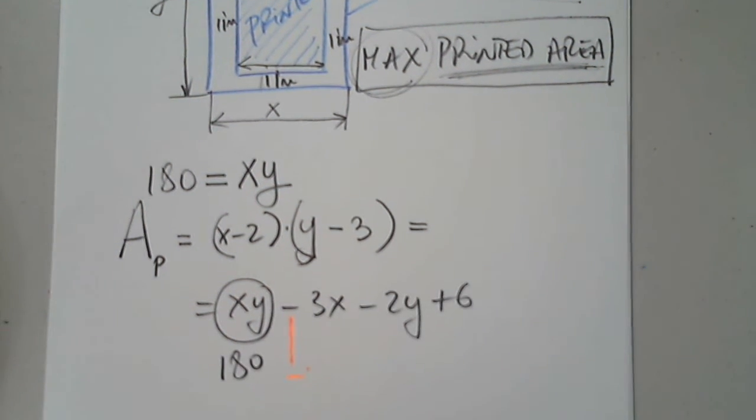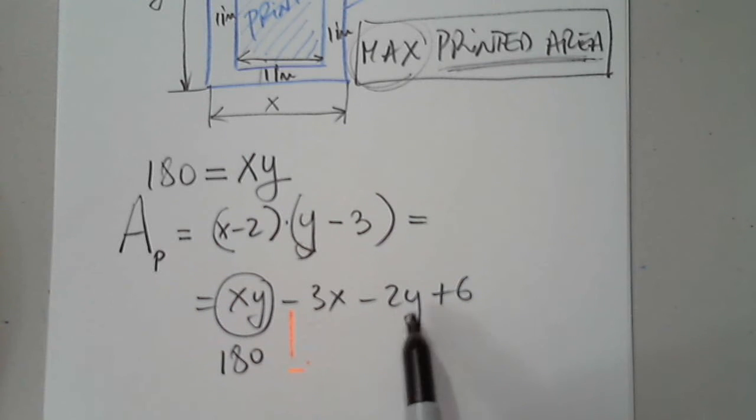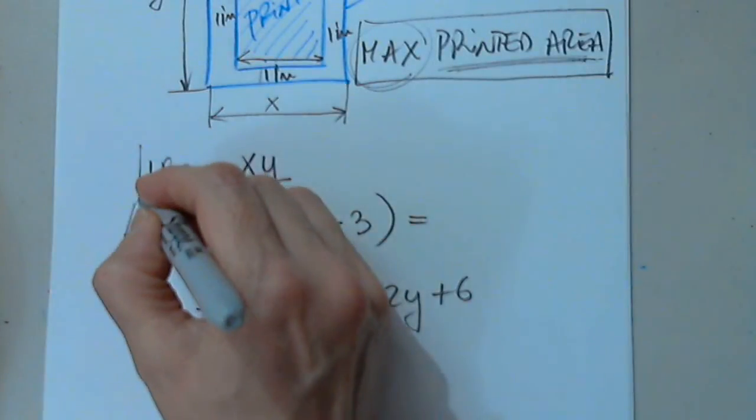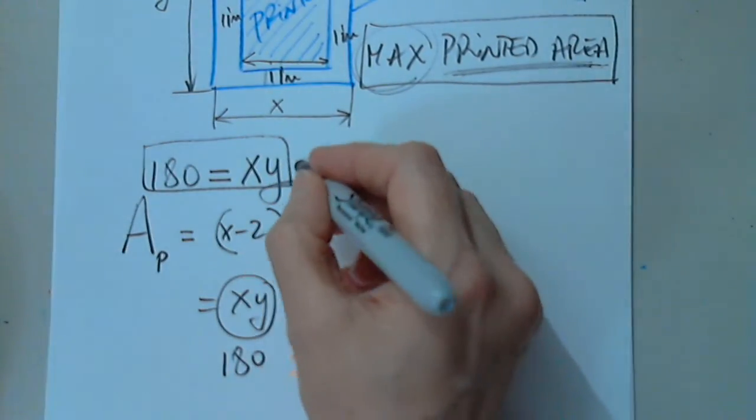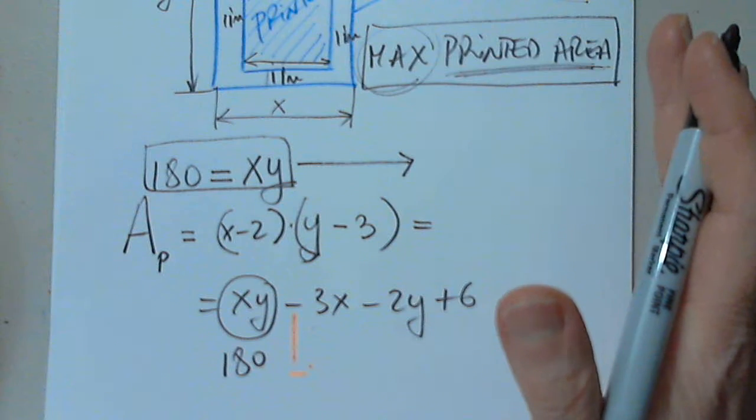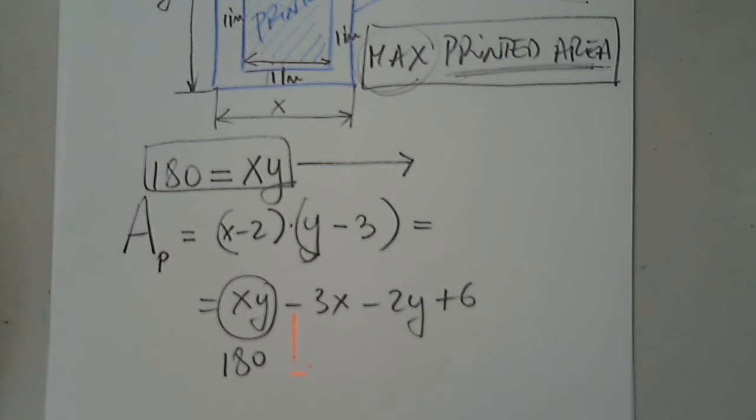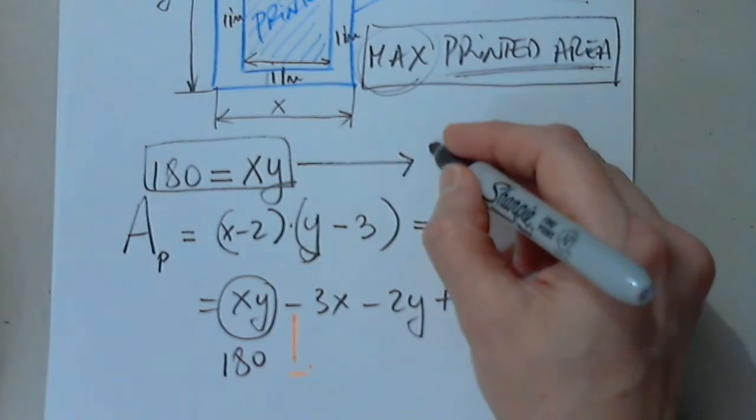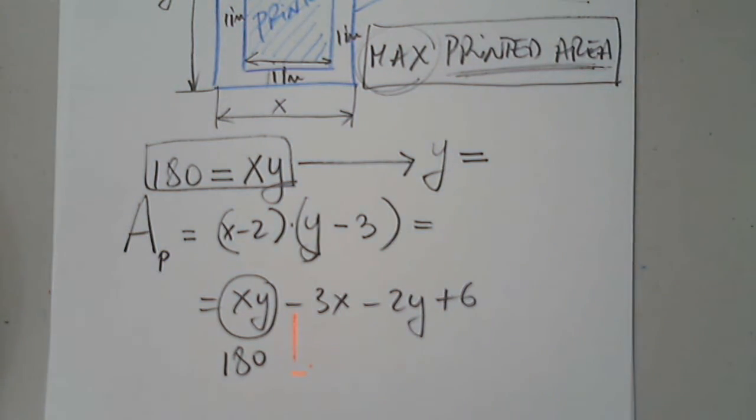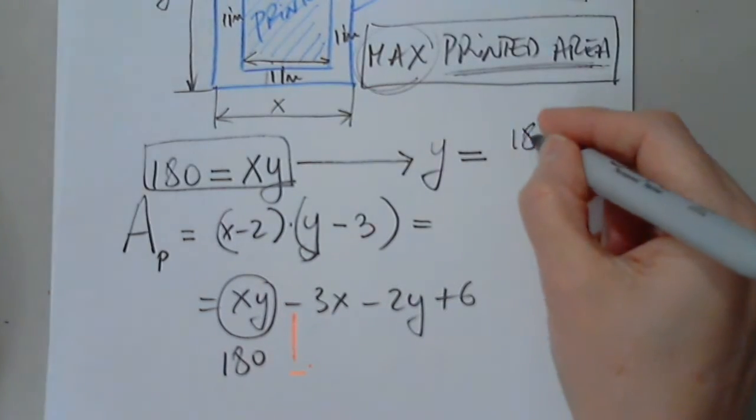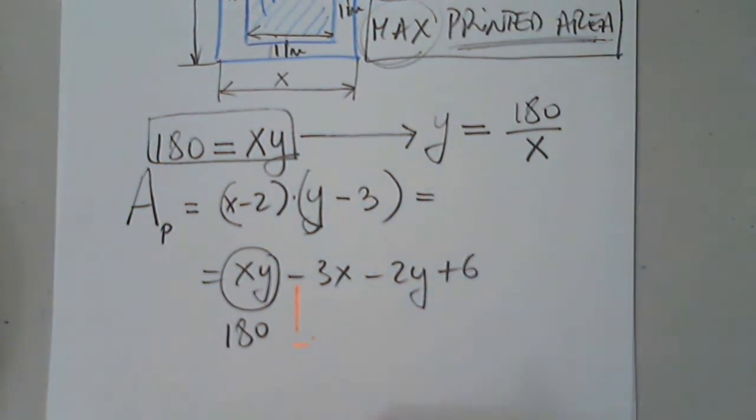So I'm going to replace it eventually, but I have to get rid of one of these two. It doesn't matter which one. I have this relationship. I have to solve this one for whatever you want, so I can replace it in here. You can solve it for y, and then what will you say if we solve that equation for y? Yes, 180 over x. Good. I'm going to put it here.